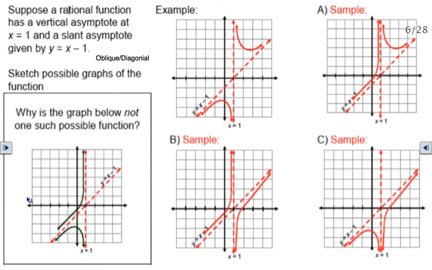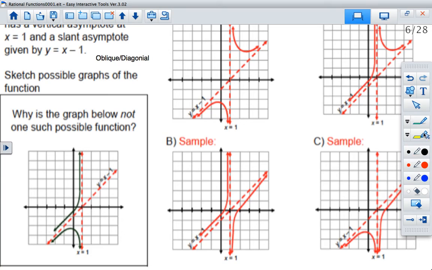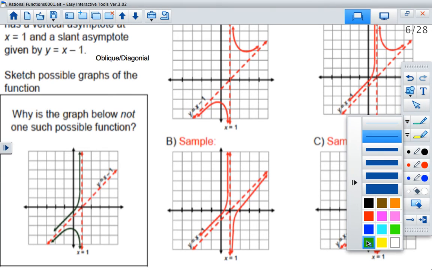However, there is this option here that has the same type of asymptotes, but notice that your graphs, whoops, ow, that hurt my ear. Let me change my pen color. I don't want black. Let's do green.